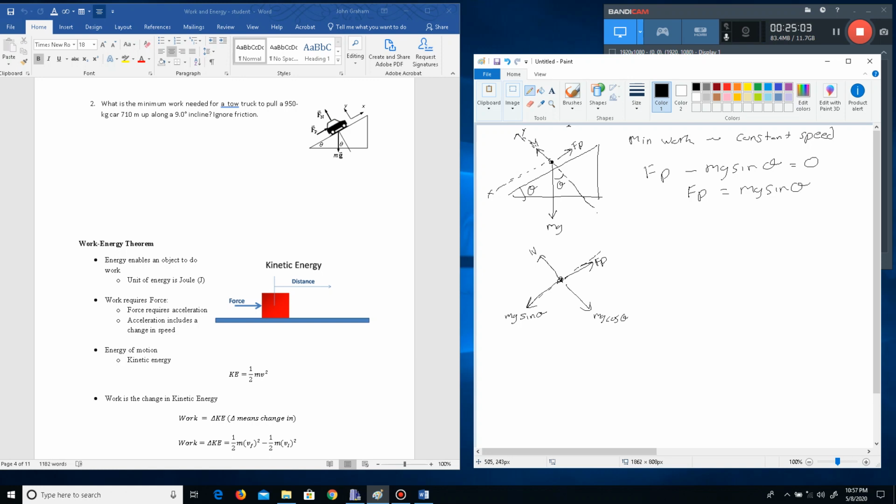And so once you get the force, then you have to get the work. And the work is going to be the pulling force times the distance. Okay, and the distance is that 710. So let's get the pulling force first. So FP equals 950 kilograms times 9.8 times sine of 9 degrees.